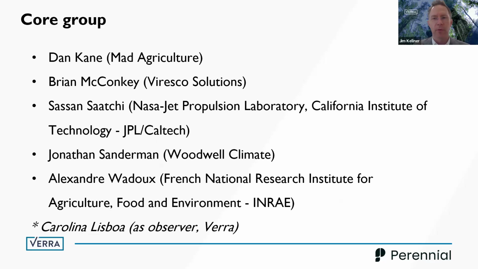So the way we set this up was in a kind of bifurcated approach. There was what we called the core group, and these were the people with ultimate responsibility for making decisions and writing the document. And then there was a much larger advisory group, and I'll talk about them in a moment. I'd like to just describe who was on the core group here. Number one was Dan Kane. Dan is currently at Mad Agriculture, formerly at Terra Carbon. Dan has a PhD from the School of Forestry and Environmental Studies at Yale, and he's part of the team that developed and revised VM42.